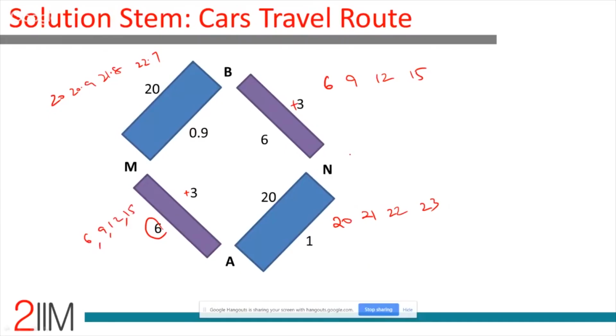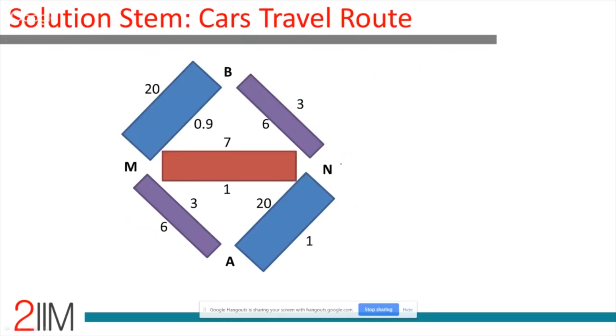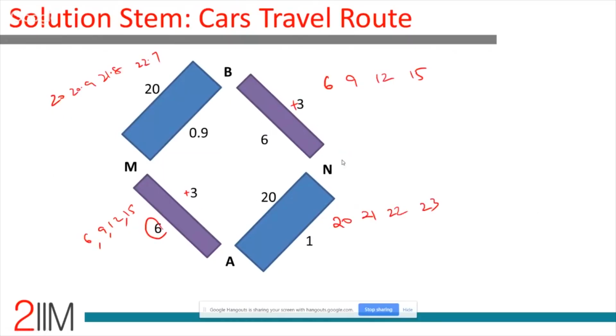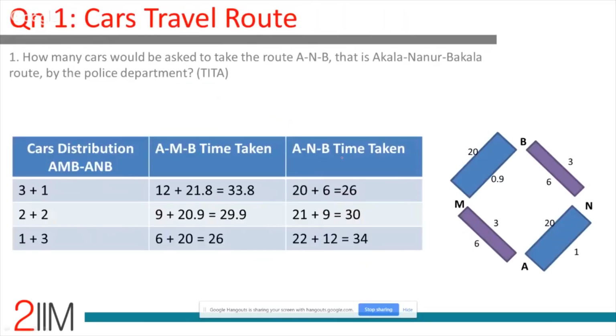So I've drawn this like this, right? So now we need to compare the routes. This is a second scenario for questions 3 and 4, and we'll come to that later on. How many cars would be asked to take the route A and B? Right? So let's think about this.